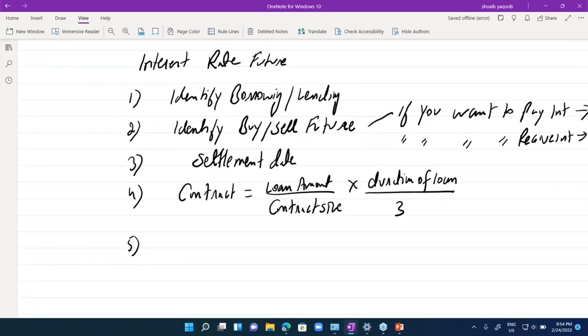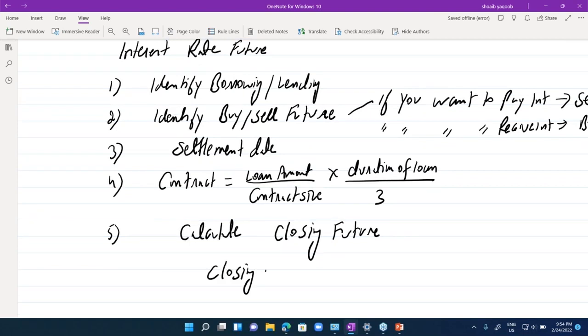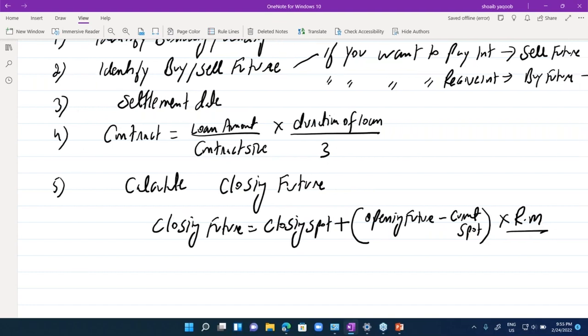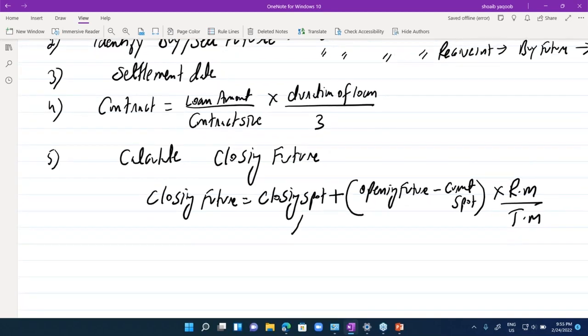Okay, next is calculate closing future. Remember, always use this formula which I'm going to write here: closing future is equal to closing spot plus opening future minus current spot, into remaining months, divided by total months. Closing spot will be given, and normally two closing spots are given in the question.